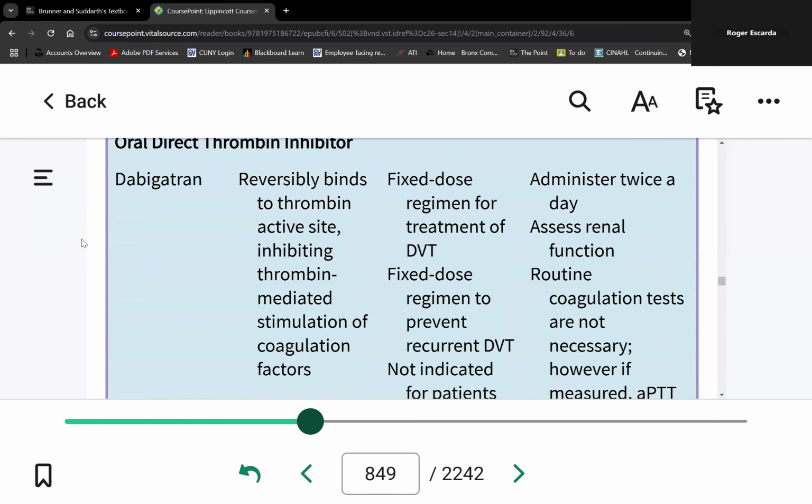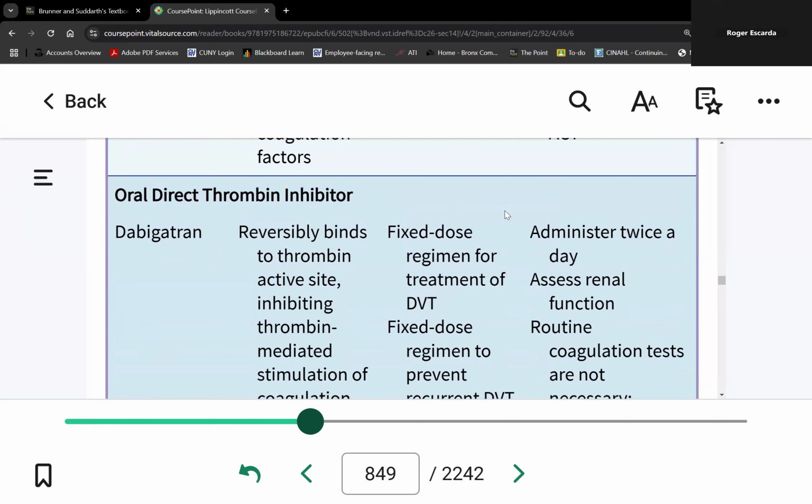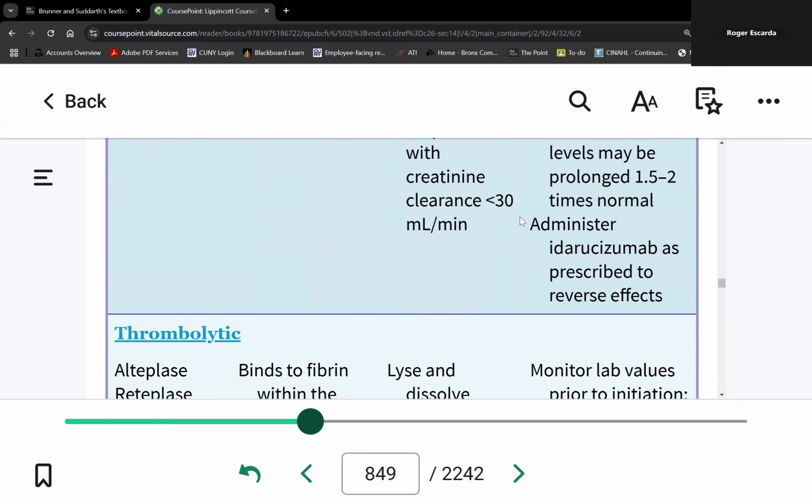Only this one has an antidote. Dabigatran has an antidote, but all the others, none whatsoever. The antidote for dabigatran is idarucizumab.